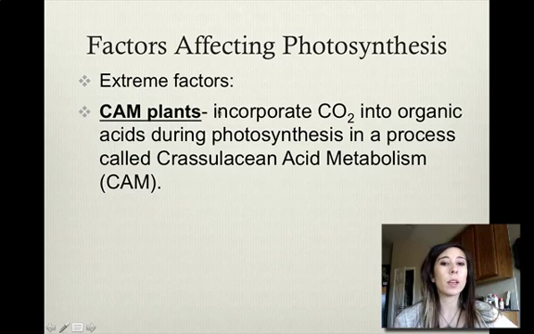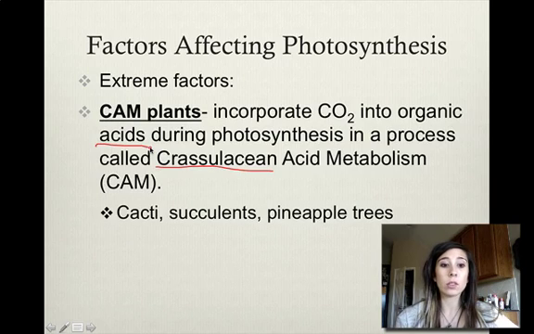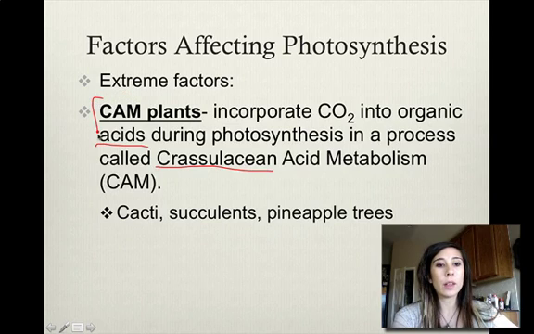And then we have CAM plants. That stands for crassulacean acid metabolism, and we just want to call it a CAM plant. These types of plants will incorporate carbon dioxide into some sort of organic acid during photosynthesis. And so examples of these are cactus, succulents, and pineapple trees. So these are utilizing carbon dioxide, but they're utilizing it in places, right, in these really dry conditions. So you're going to see very thick leaves on these, different leaves for the cactus, thicker leaves as well, and they're going to have some of that waxy coating to help keep water in.